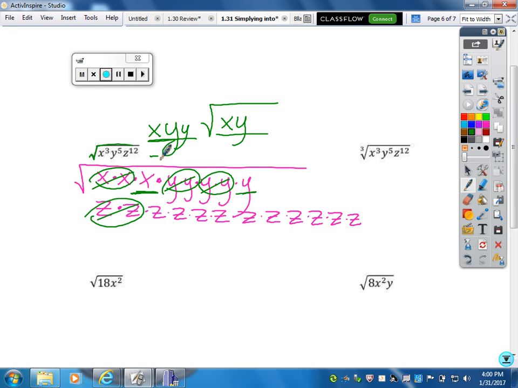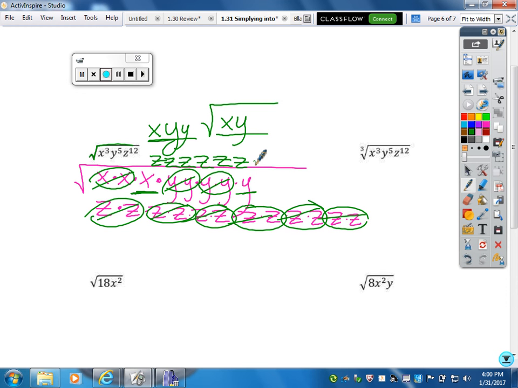I'm running out of space here. I'm going to put them down here. Another pair of z's, another pair of z's, another pair of z's, another pair of z's, and another pair of z's. So all of my z's got out of my radical.